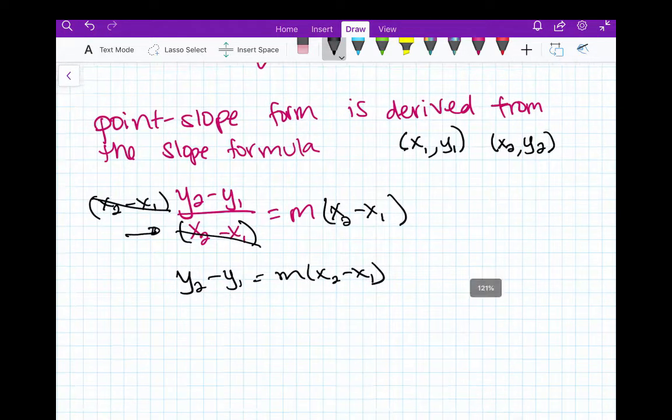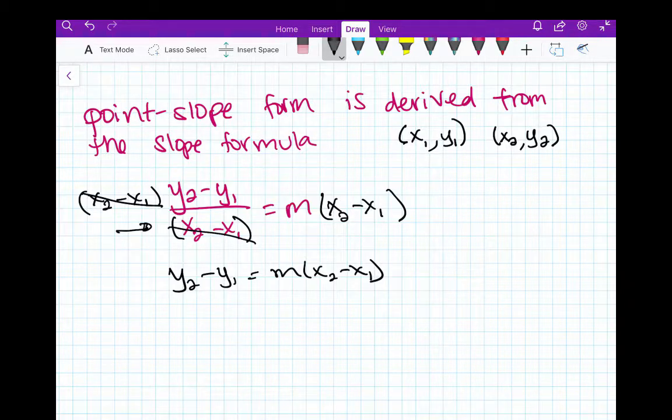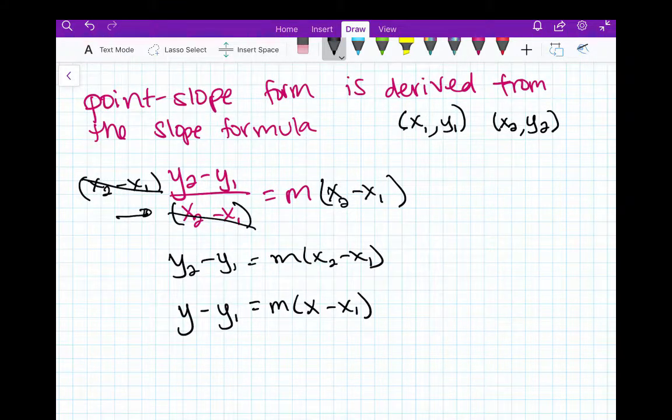This is essentially what the point-slope form is. Now, remember, in an equation, we need the y and the x. So instead of y2 and x2, we're actually just going to replace that with our y value, or our variable. So this is actually what point-slope is going to look like in your book. Pretty much anywhere you look it up, this is what you will find as point-slope form.